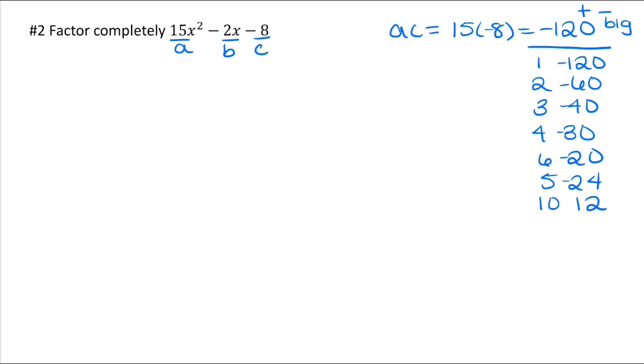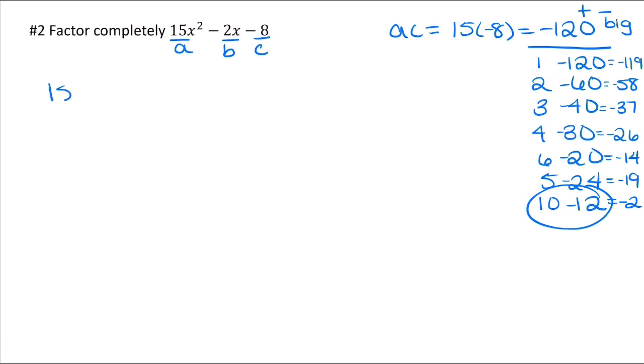And now we're going to add up these factor pairs, and we want to look for which factor pair is going to give us a value of -2. So when I add these factors together, here I get -119, -58, -37, -26, -14, and then I have -24 plus 5, so that's -19. And then here we finally have -2. Okay, so 10 and -12 is going to be the correct combination.